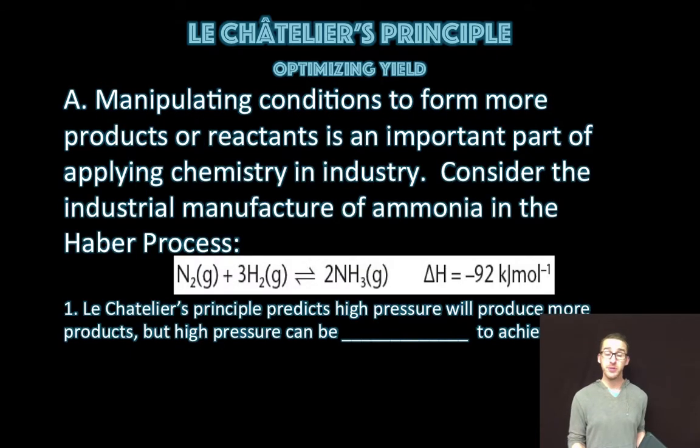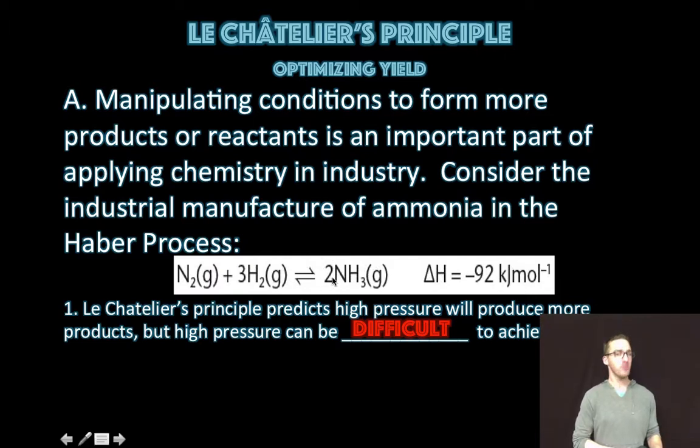All right, last couple of notes here focus on optimizing our yield. Chemists will often manipulate the conditions in order to form more products or reactants. It's a really important part of applying chemistry to industry. Let's take a look once again at the manufacture of ammonia. LeChatelier's principle predicts high pressures will produce more product, the side with fewer moles of gas. But high pressures can be really difficult to achieve.